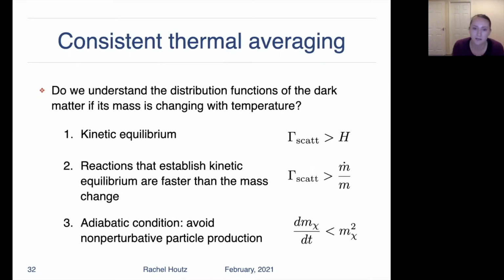And then finally, we wanted to avoid non-perturbative particle production, so we employed the adiabatic condition, which is a condition on how quickly the mass of the dark matter is changing. Given these three conditions, we now think we understand theoretically that it's appropriate to thermally average, as well as understanding the practicalities of doing it.